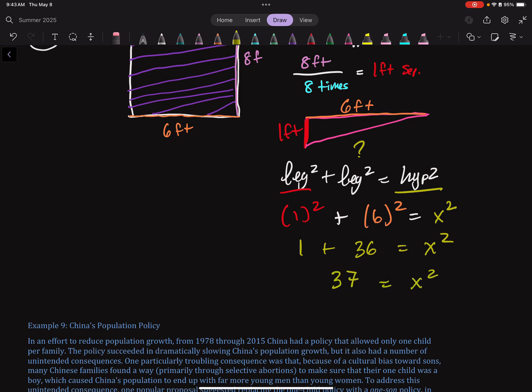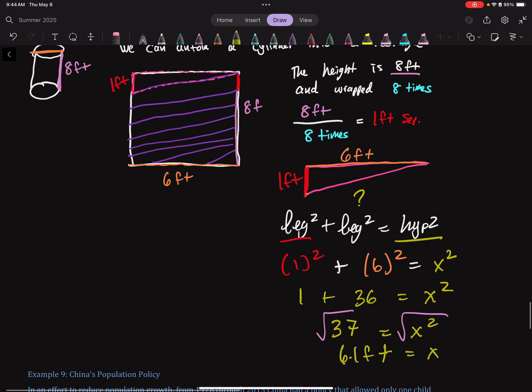And then to get rid of a square, you square root it. So you square root to get x by itself. So we get about 6.1 feet equals x. So that means this part right here is now 6.1 feet. So that's the length of the ribbon, because that's how much we're wrapping around.